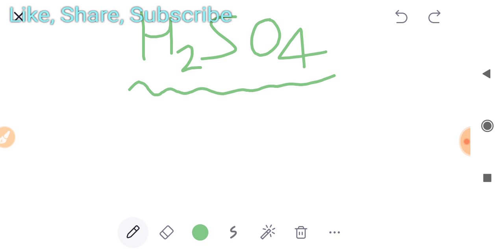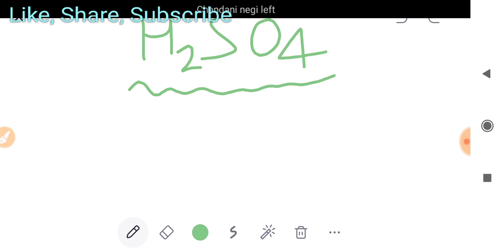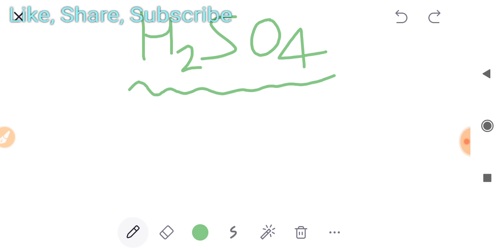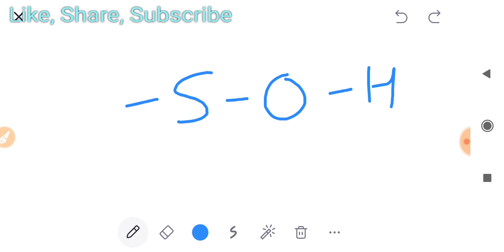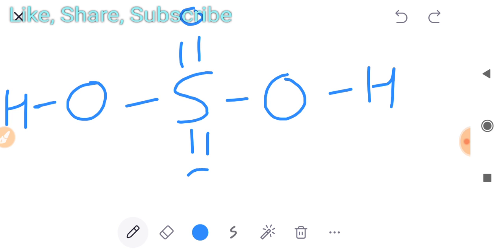Okay, it is not inorganic or organic, because we are saying it is a mineral because it is not obtained from any animal or plant. Okay, so if we talk about its structure, it looks like this: sulfur, oxygen, one here and one here also, hydrogen here, and double bond oxygen and double bond oxygen.